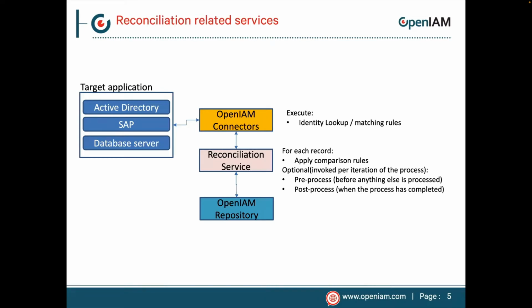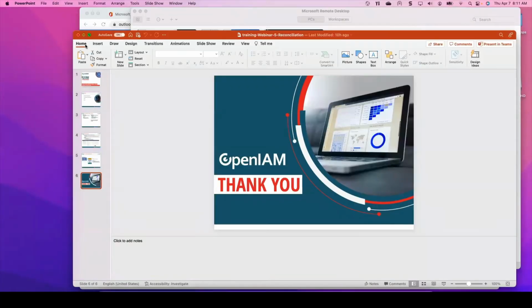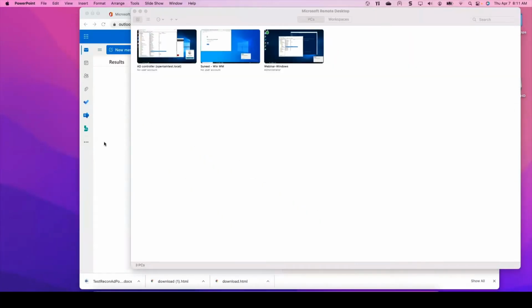So in this case, the synchronization service has been replaced with the reconciliation service. And it's again using the connectors to go grab data in those target systems. And then the comparison that happens will be against the OpenIAM repository, right? Which is just a relational database that we have. Okay. So there's a lot of consistency in how reconciliation works versus how synchronization works. They're really not that radically different. Let's just jump over to the OpenIAM screen itself.